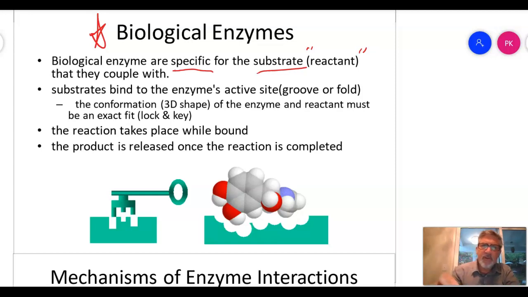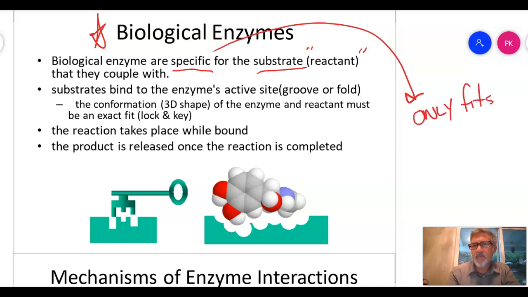So they're specific. So we don't have one enzyme that does a bunch of stuff. Each enzyme we have is specific, or only works on one type of substrate. Okay?